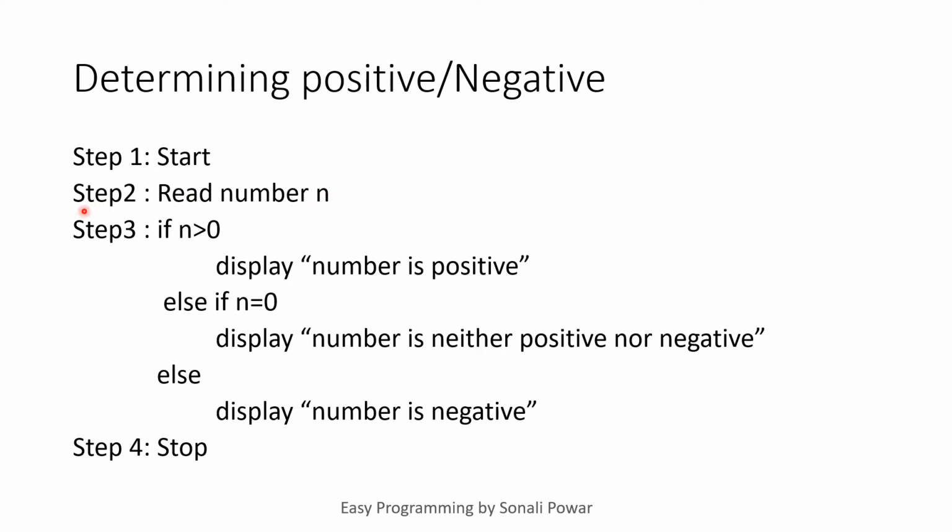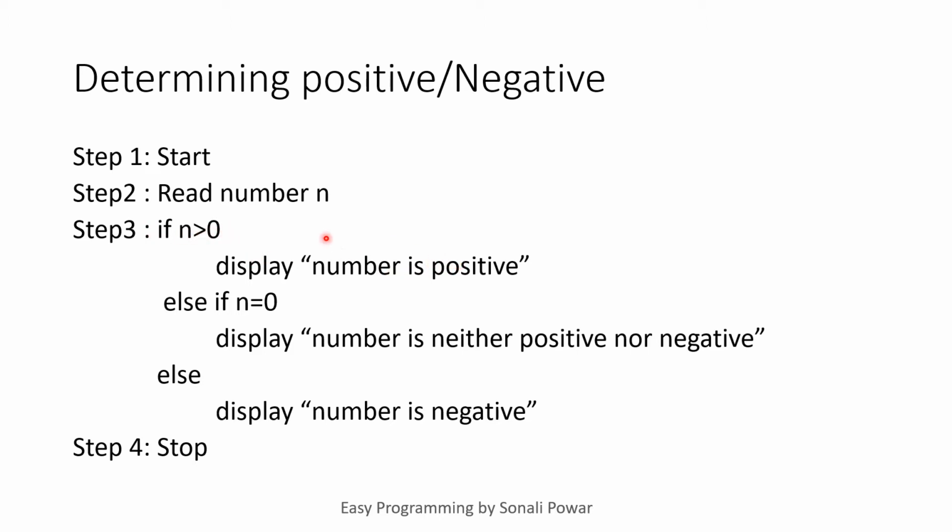In step number 2, I have written read number n. Here you can give any name, like read A, read B. Now suppose the user enters the value 10, then n becomes 10. Now in step 3, I am checking whether that 10 is greater than 0. If it is greater than 0, then I will say number is positive. Now if n is greater than 0, then number is positive.